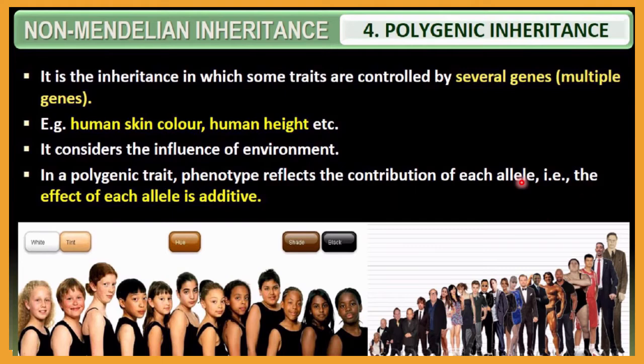For example, the effect of each allele is additive. So you must remember, whenever an allele is added, the character is also added. The more genes responsible for skin color that are added, the darker the skin color will be, and fewer such genes give a lighter skin color. So here the effect of each allele is additive for any character.